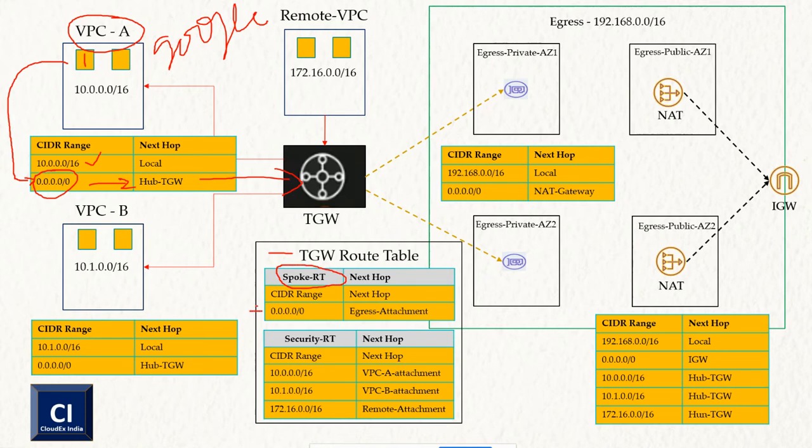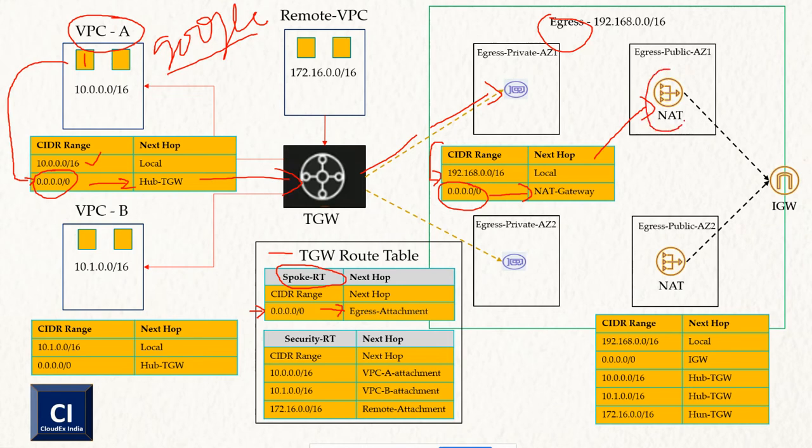It says there is one route, 0.0.0.0/0, pointing to the egress attachment, which is a VPC egress. What happens? Transit gateway will send your request to the egress VPC under the private subnet. The moment you reach the private subnet, it verifies where you want to send the traffic. Say the requester, VPC A, wants to communicate to google.com. It will send a request to the NAT gateway, which is under your public subnet.